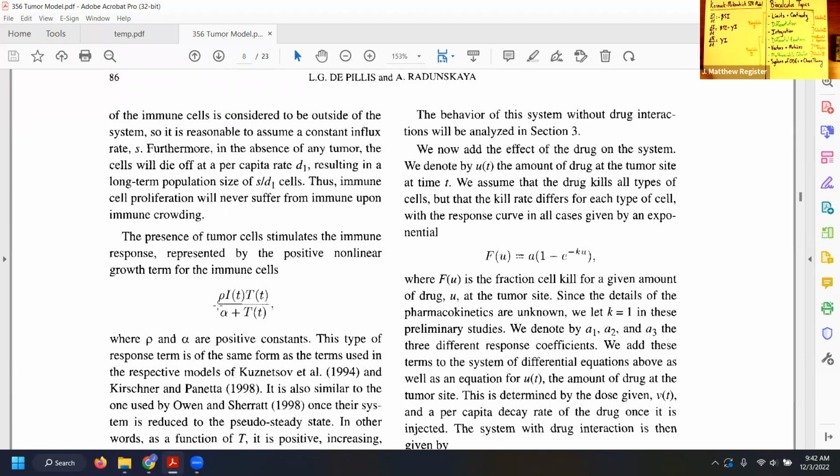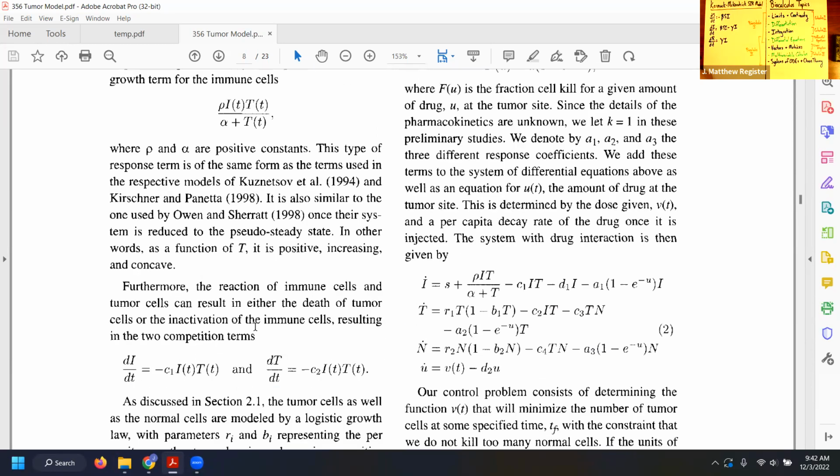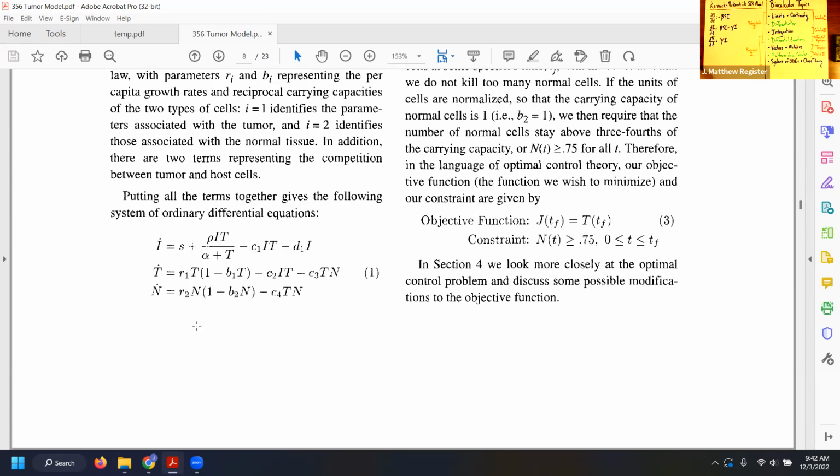Well, our goal is to try and develop a model, and we can see that they start discussing some terms, such as this one. The presence of tumor cells stimulates the immune response, which is modeled by this growth rate. So this is the growth term, rho I(t) T(t) over alpha plus T(t), which is probably a Hill equation or something. But then down here, we can see the actual model.